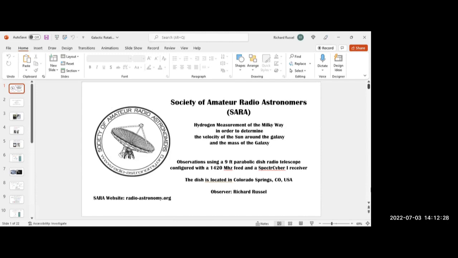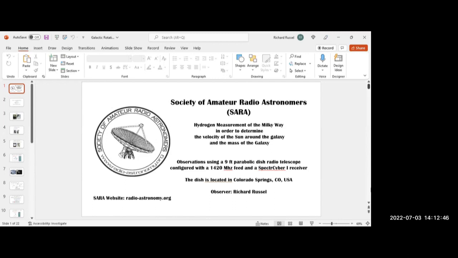Okay, so the goal here is to show you guys how to collect hydrogen data, at least the way I've been collecting it. And trust me, I'm very much a newbie at this. I've been doing it for 2 years since I got a SpectraCyber, which is part of the Deep Space Exploration Society. They own it.